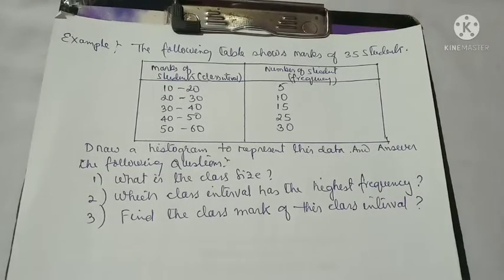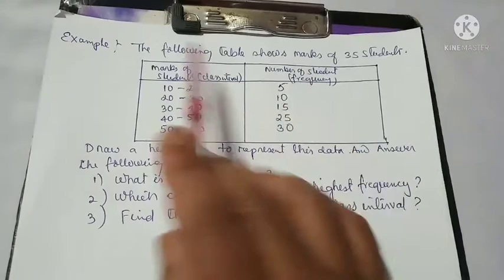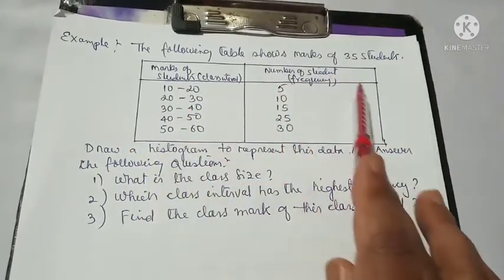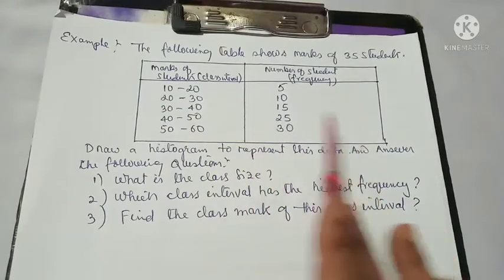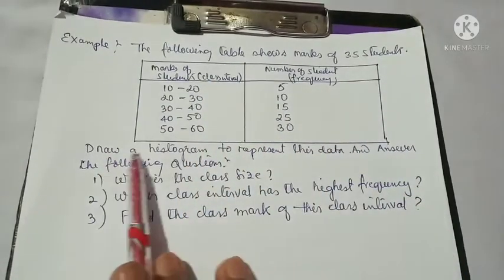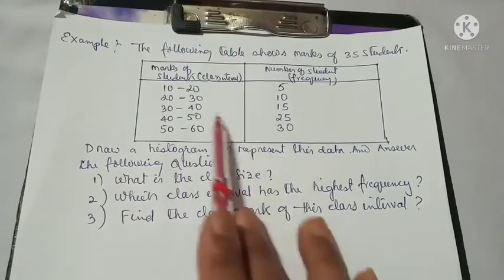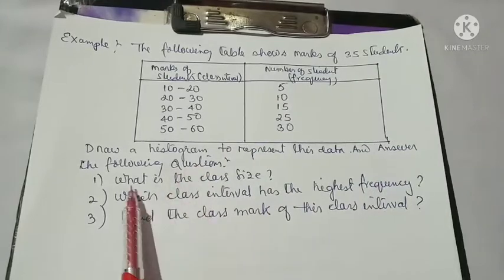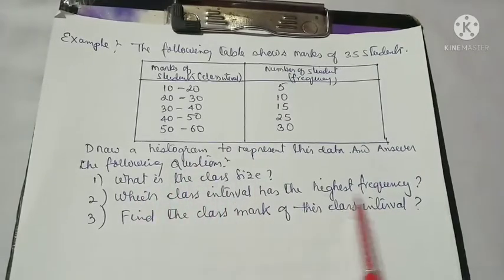Here is an example. The following table shows the marks of 35 students. This is a grouped frequency table. Here is the class interval, and this is the frequency. The question is, draw a histogram to represent the data, and also answer the following questions: what is the class size? Which class interval has the highest frequency? Find the class mark of this interval.